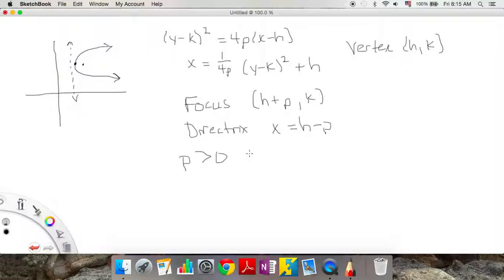If our p is positive, just like it told us we were opening up before, this time it's going to tell us that we're opening to the right, like this one does. And if our p is negative, then it opens to the left.